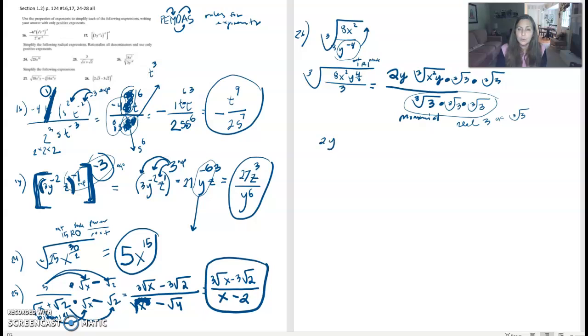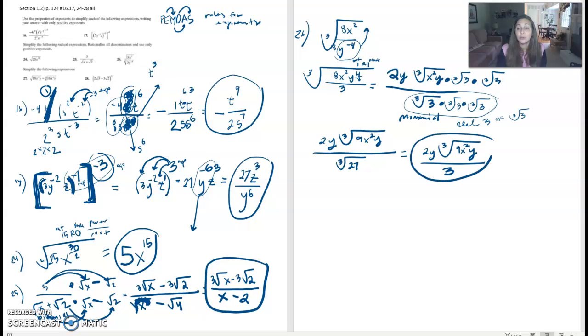So on the top, I have 2y cube root. I'm going to just multiply all this together. X squared y times 3 is 9x squared y. And then in the denominator, the cube root of 3 times the cube root of 3 times the cube root of 3 is the cube root of 27, which should sound good to your ears because we can take the cube root of 27. Let me copy the top. 9x squared y is your numerator. The cube root of 27 is just a plain 3. So we have now rationalized the denominator of a cube root problem.